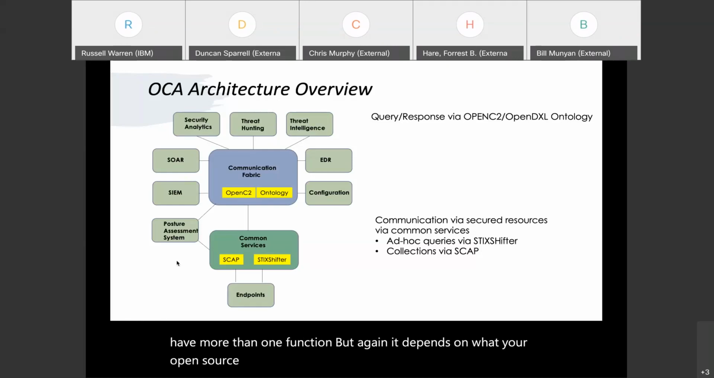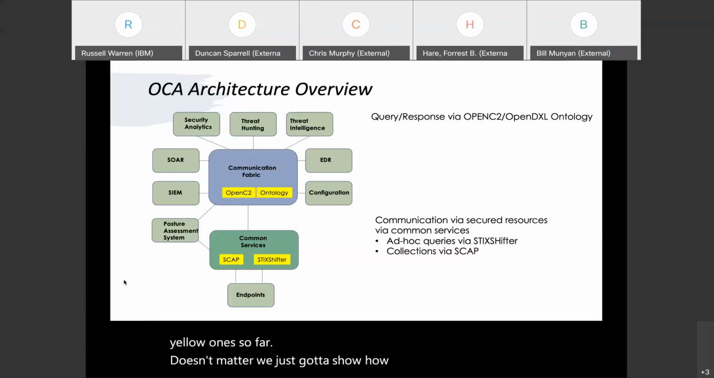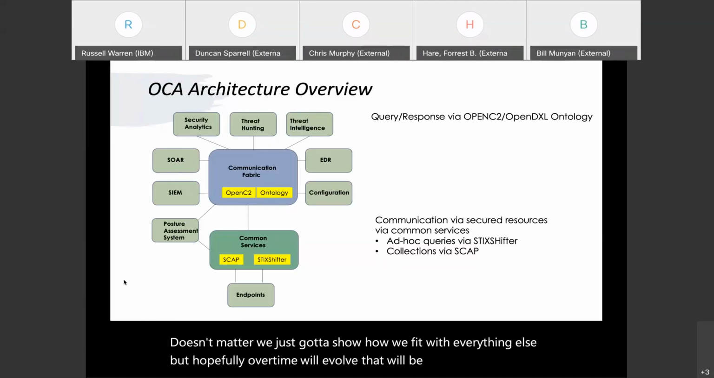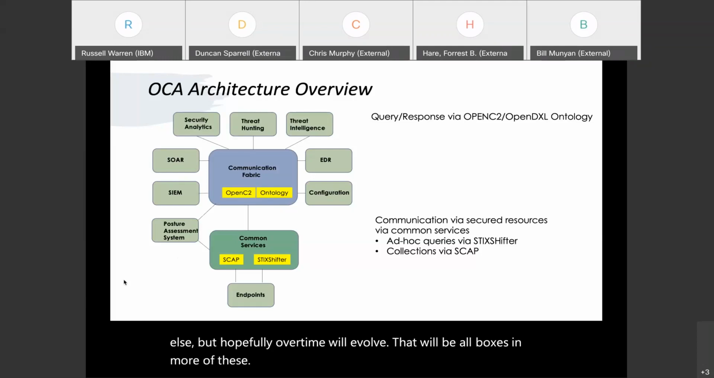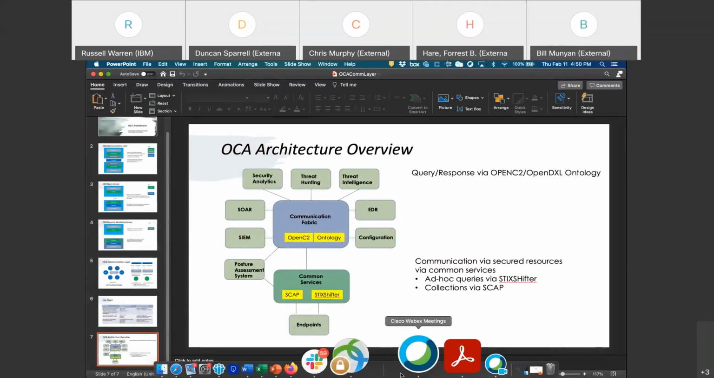We only have the yellow ones so far. So it sort of doesn't matter. We just got to show how we fit with everything else. But hopefully over time we'll evolve that we'll have the yellow boxes in more of these. Okay. All right. So at this point, you're saying it doesn't matter which way we go. Okay, that's cool. All right, so that's one thing I wanted to chat about.